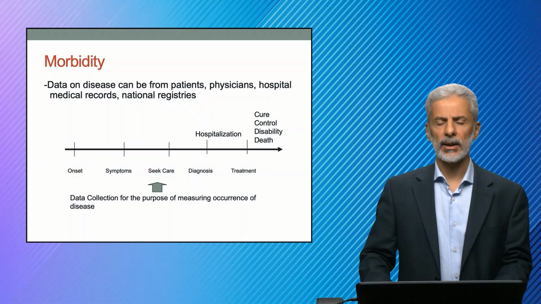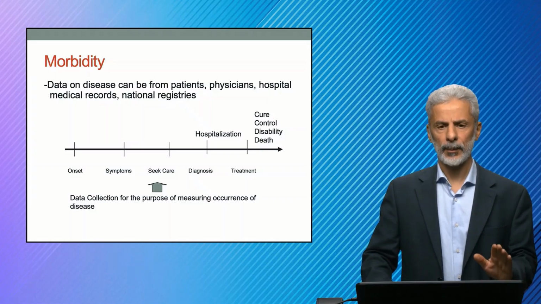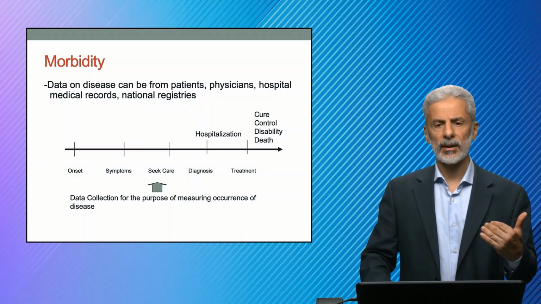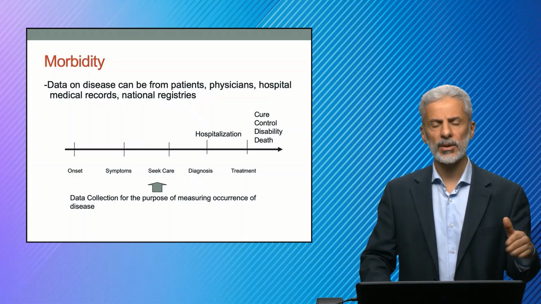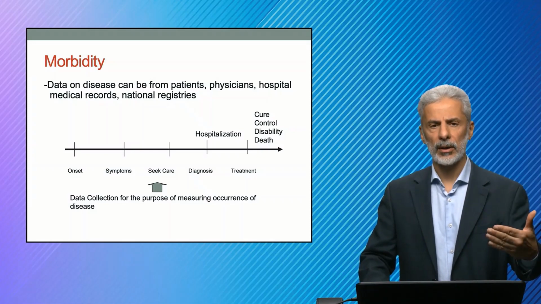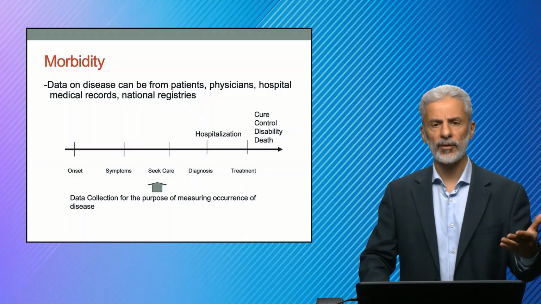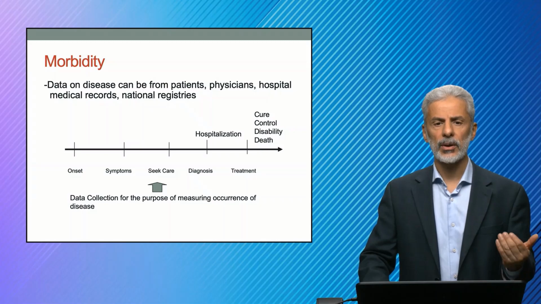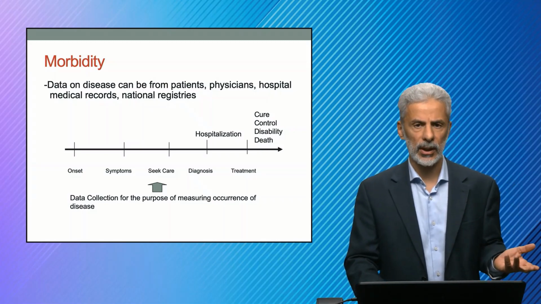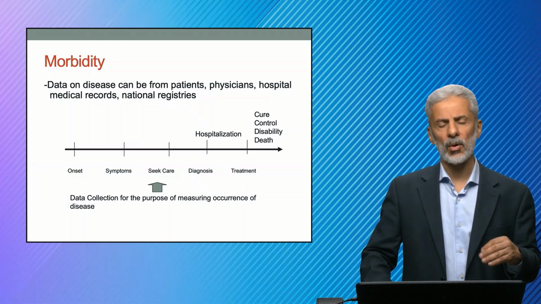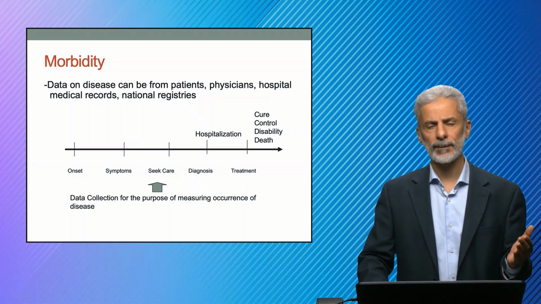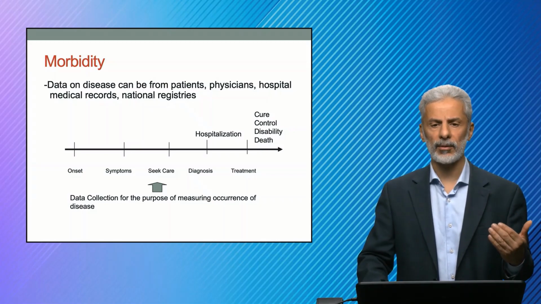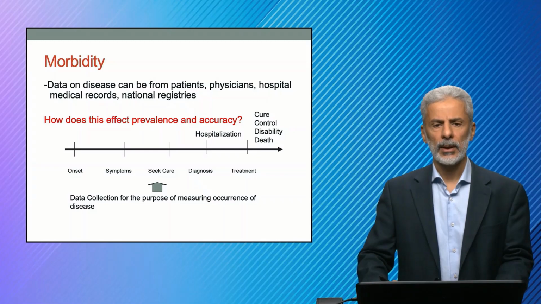In terms of the data on prevalence, we can get it from any stage, at hospitalization, either from the patients themselves, where we ask them, were you hospitalized? Or we get it from the physician, or from the hospital records, or from national registries like the cancer registry. These are the most common ways to get the data on prevalence.